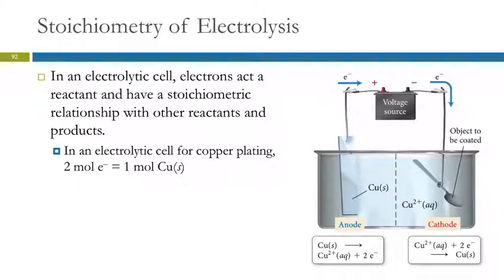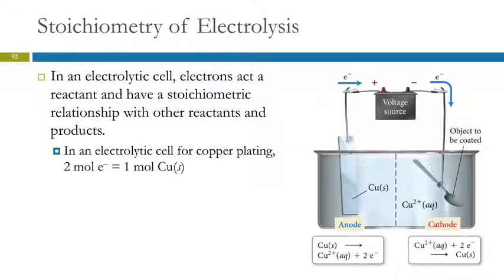So this is the tail end of a section that I don't know why I didn't finish this last week, but there it is. Stoichiometry of Electrolysis. So we were talking about electrolysis. These are redox reactions that need an external power source for them to occur.